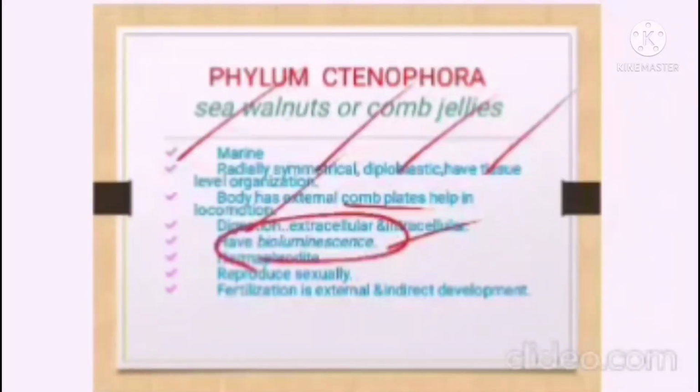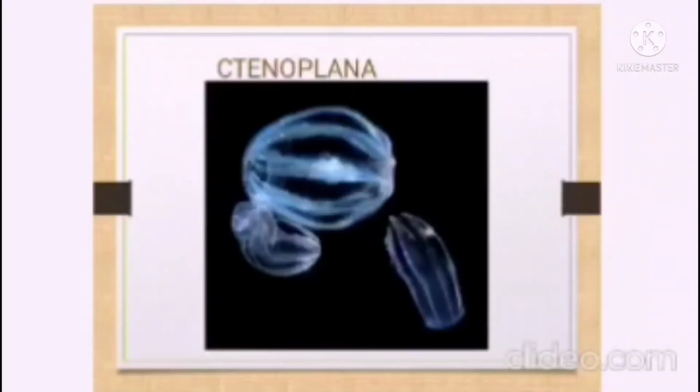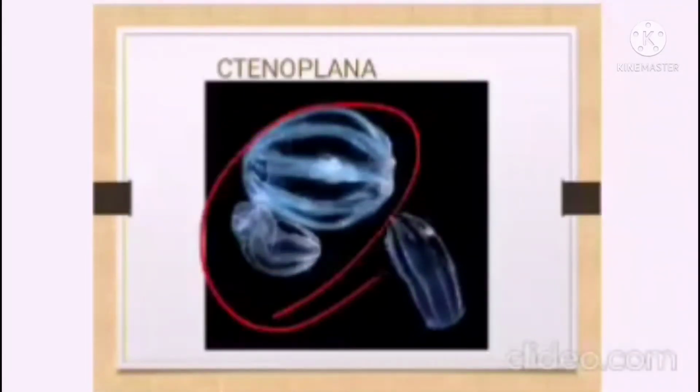Thereafter, digestion can be intracellular or extracellular, and they have bioluminescence. Now a new term, bioluminescence. Bioluminescence means they are emitting some sort of light by which they make themselves visible in the dark regions of oceans. Okay, so you can find Ctenoplana is having what? Bioluminescence. The organism is emitting a form of light. Like fireflies you would have seen, isn't it? They emit light in the night. You can see them flying because they have the property of bioluminescence. So many organisms in the oceans are having bioluminescence in order to make them visible.